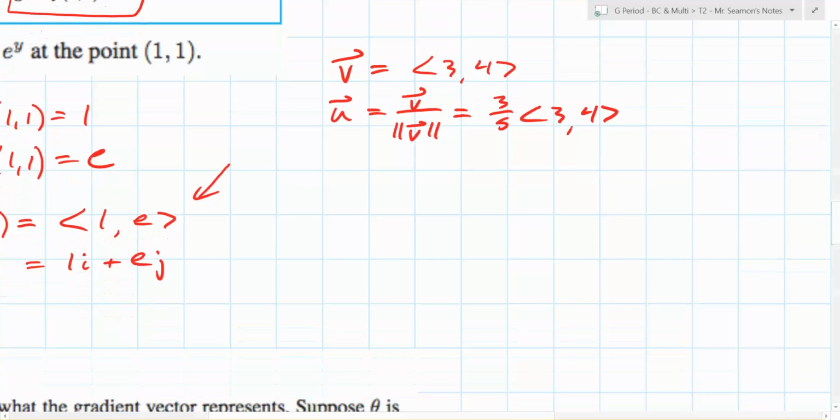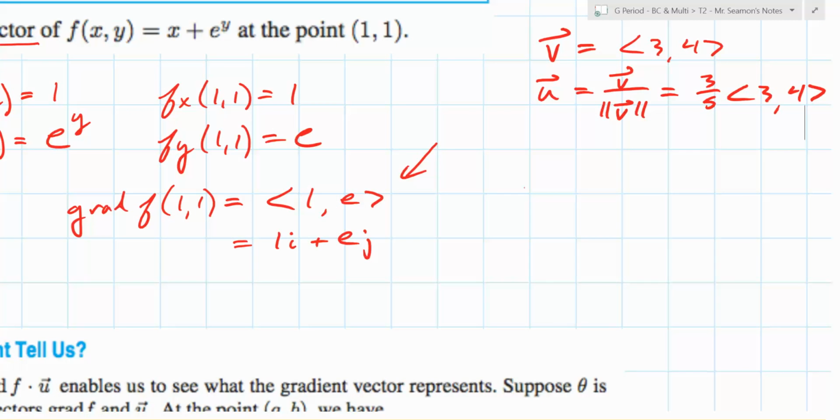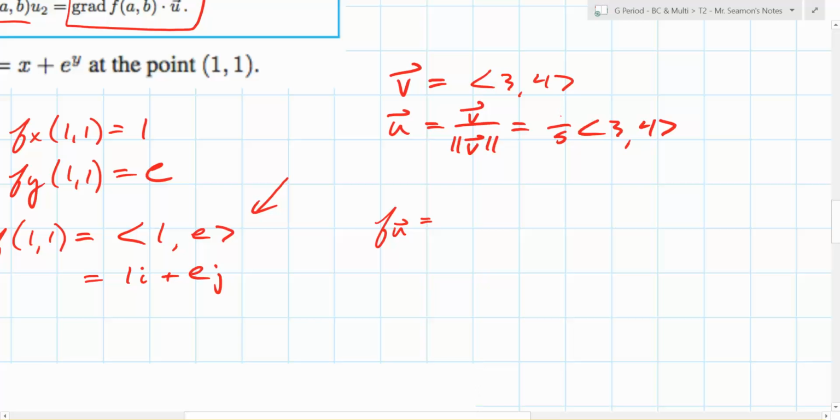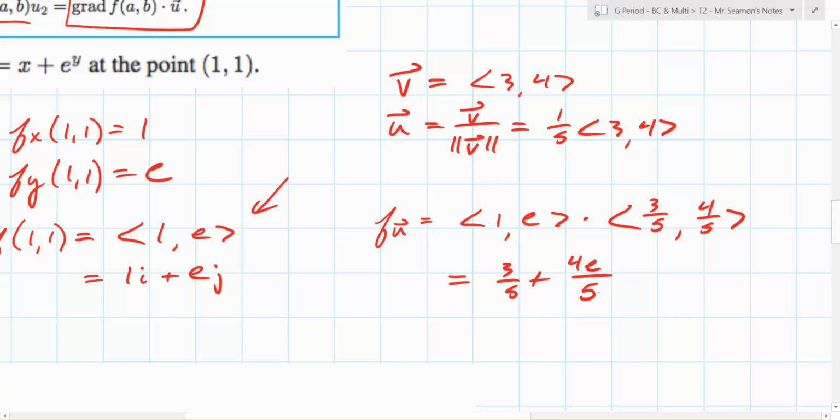So if we wanted to know what is f in the u direction, what's that going to be? If we want to find the rate of change in the u direction, it's 1, e dot 3 over 5, comma, 4 over 5. That's it, and then you just do the math. 3/5 plus 4e over 5.